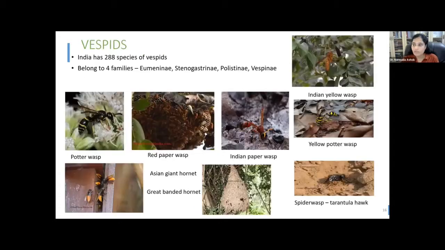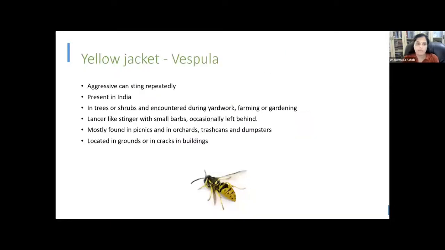So coming to the Vespids present in India, they belong predominantly to four families: Eumeninae, Stenogastrinae, Polistinae, and Vespinae. The potter wasp, the red paper wasp, the Indian paper wasp, the sting we all would have had at least once, which is very painful. The Indian yellow wasp, the yellow potter wasp, the tarantula hawk, which is a very aggressive one, the giant hornet, and the greater banded hornet. These are certain species that are present in India, and all of us would have encountered them at some point. Most of them are aggressive, and they tend to sting if you intrude into the area, and it's very painful.